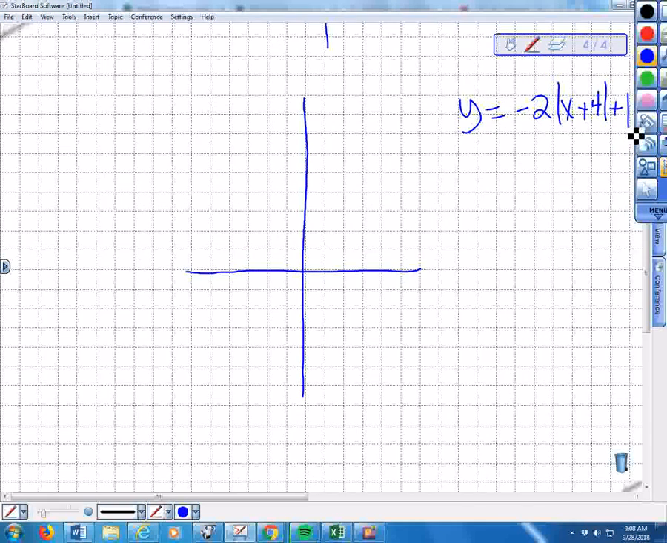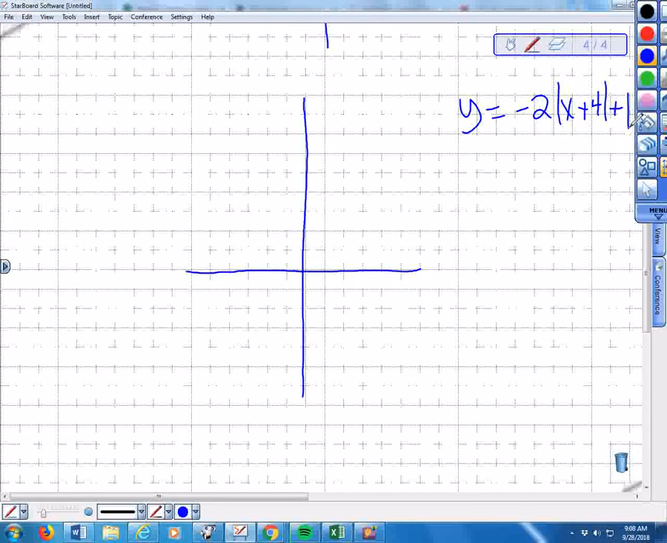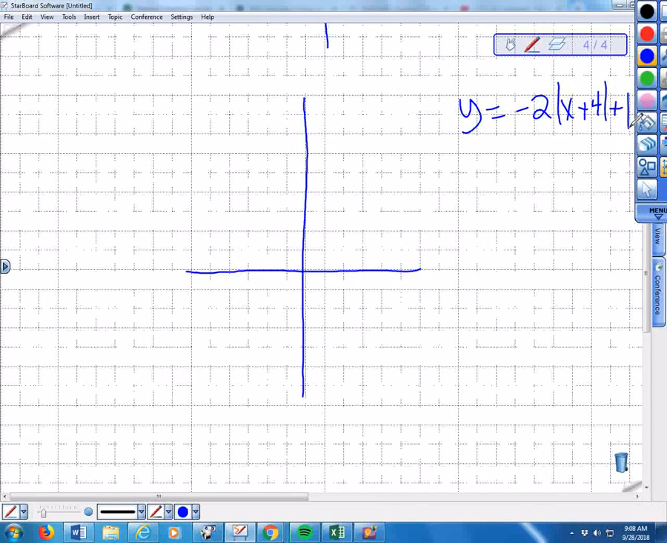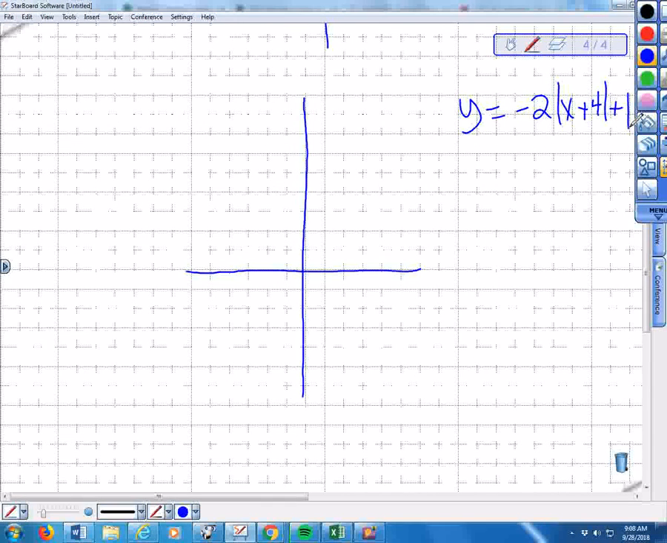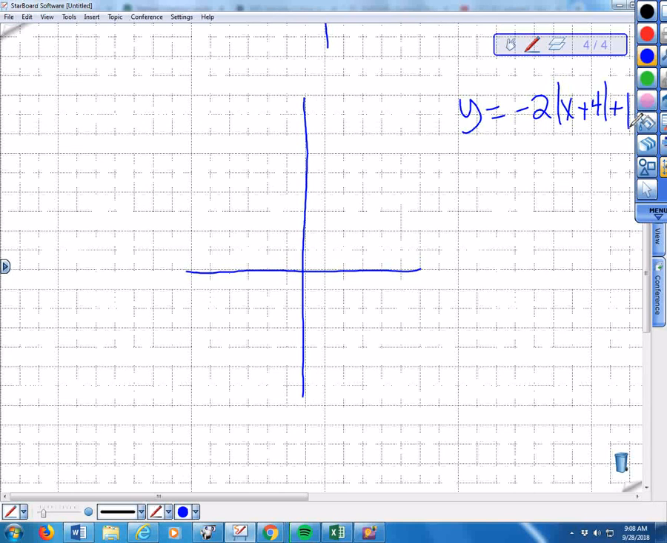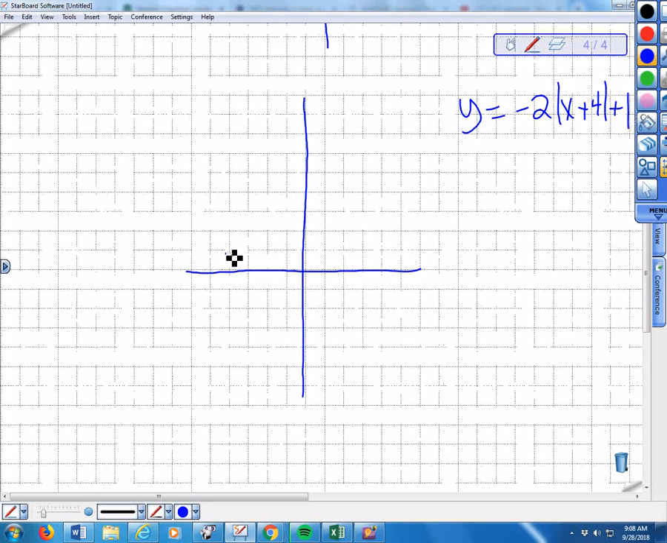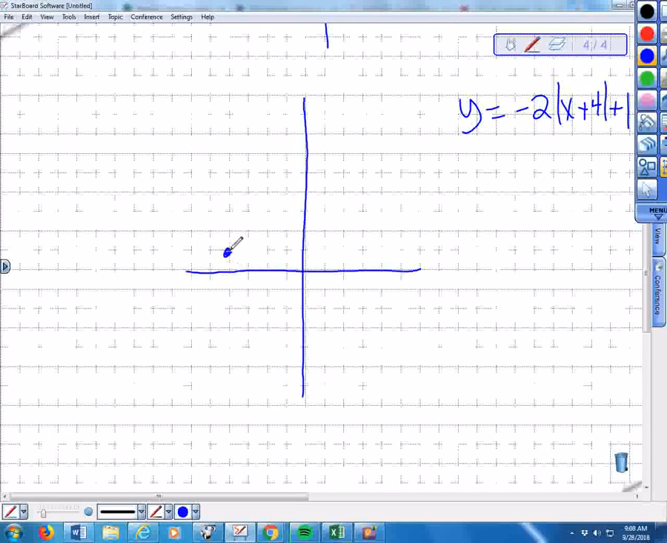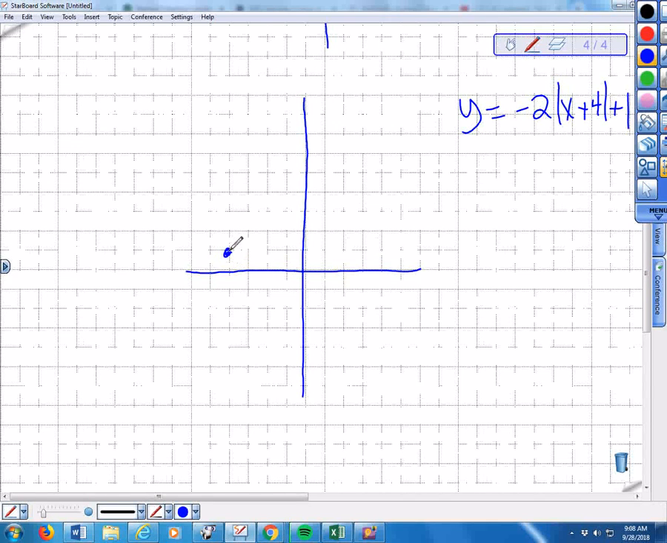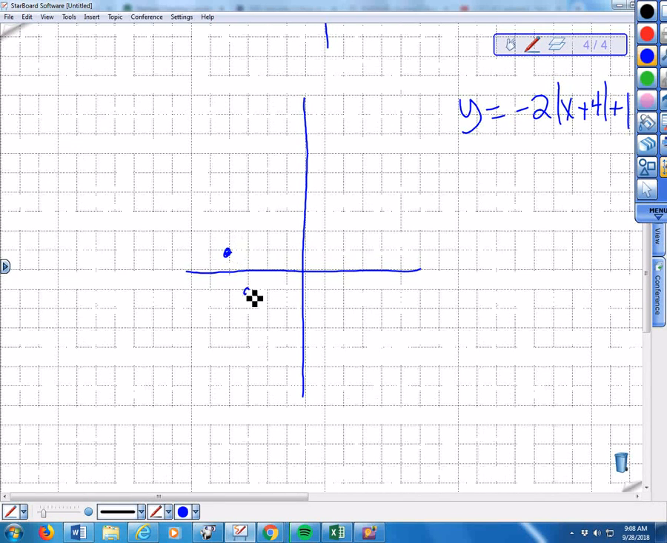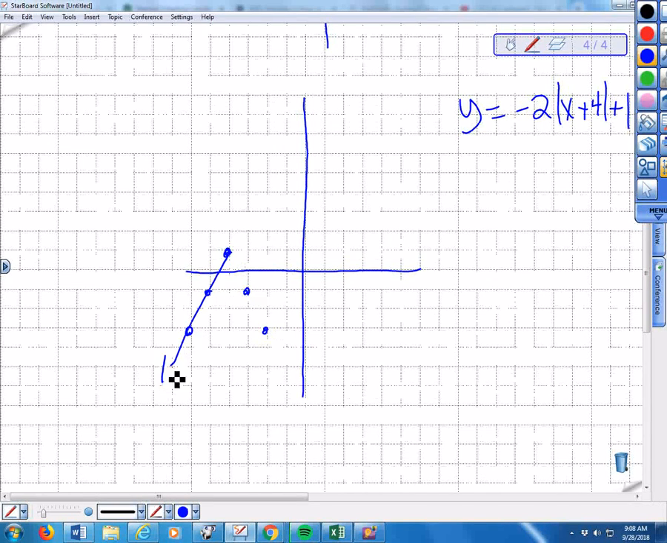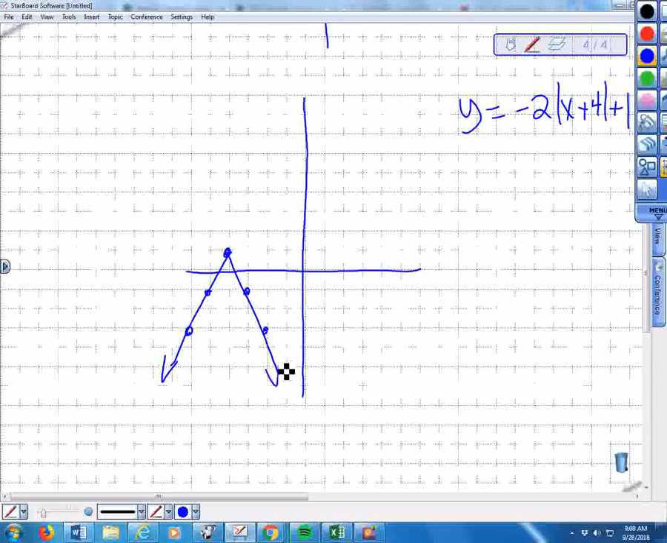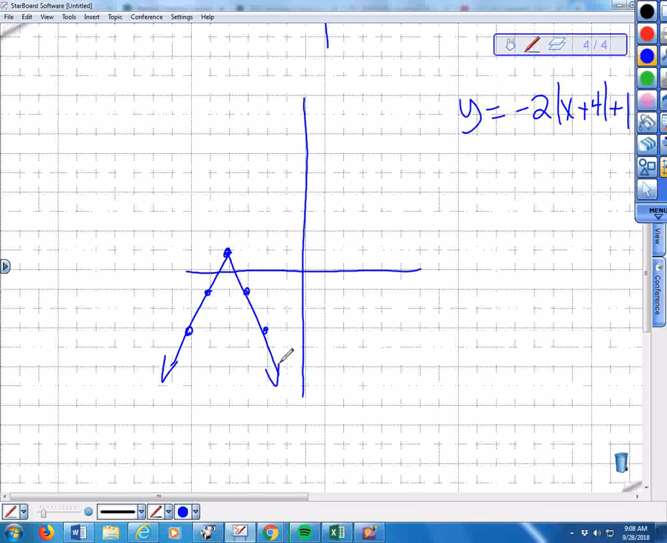Plus 1. So the V is going to go down. Good, because we have a negative. The vertex is -4 over 1. Good. 1, 2, 3, 4, 1. Okay, and then the slope now is going to be -2 over 1. 1, 2 over. 1, 2 over. Mirror that over. Yeah. And connect. There you go. Piece of cake. Walk in the park.